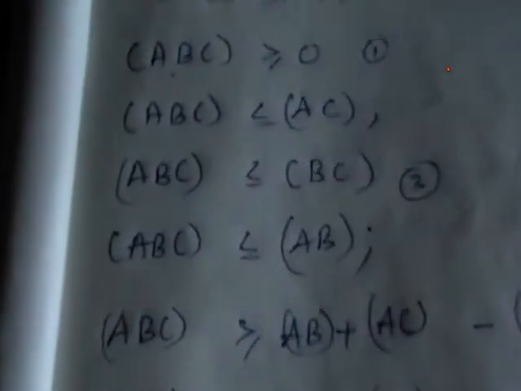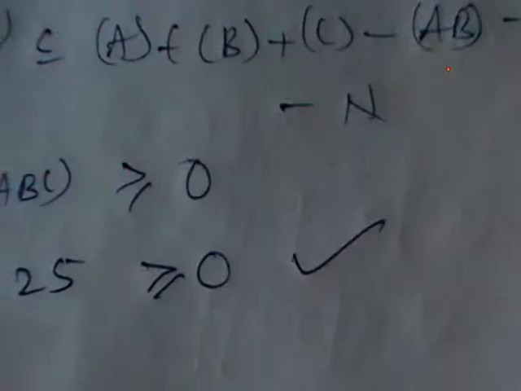So let us check one by one. What is the first condition you have? ABC greater than 0. What is ABC? Value 25. It is obviously greater than or equal to 0. So the first condition is satisfied.